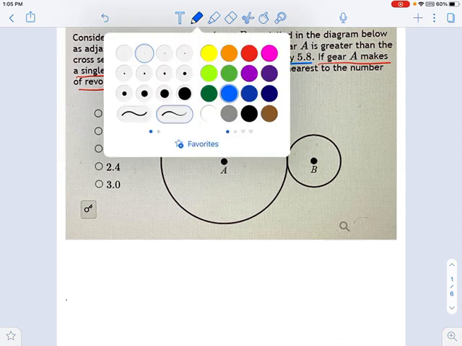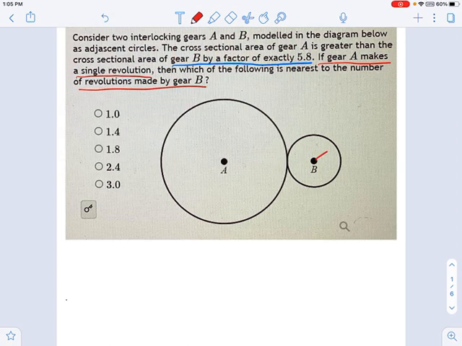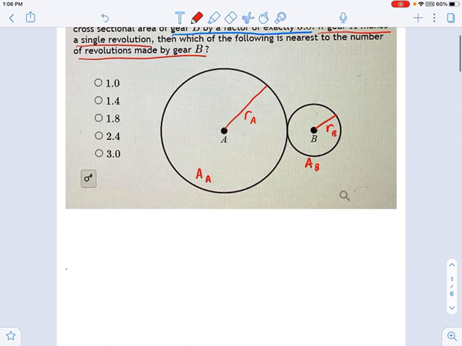So let's draw some things on this setup. There is a radius. I'm going to call this radius B. And here's another radius. I'm going to call that radius A. And this circle has an area, which I'm going to call area A. This circle over here has an area, which I'm going to call area B. And now we're going to use our understanding of the area of circles to work our way through this problem.